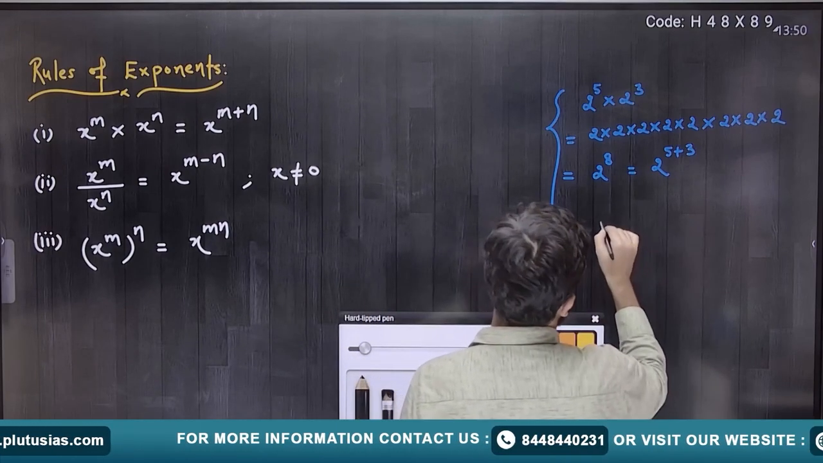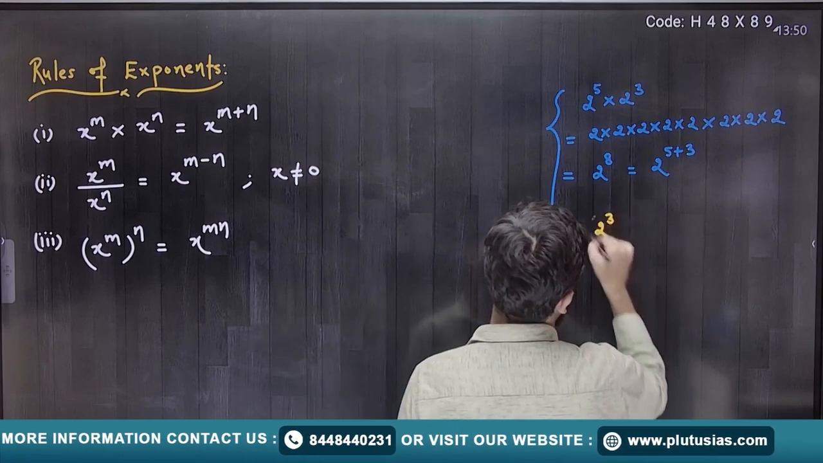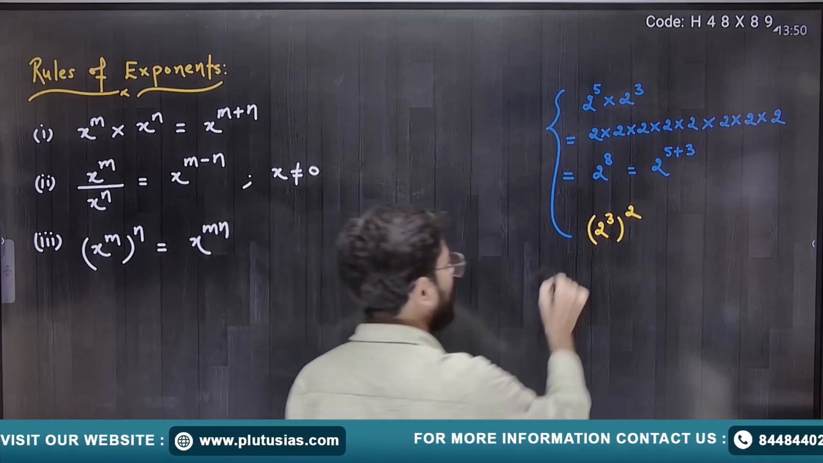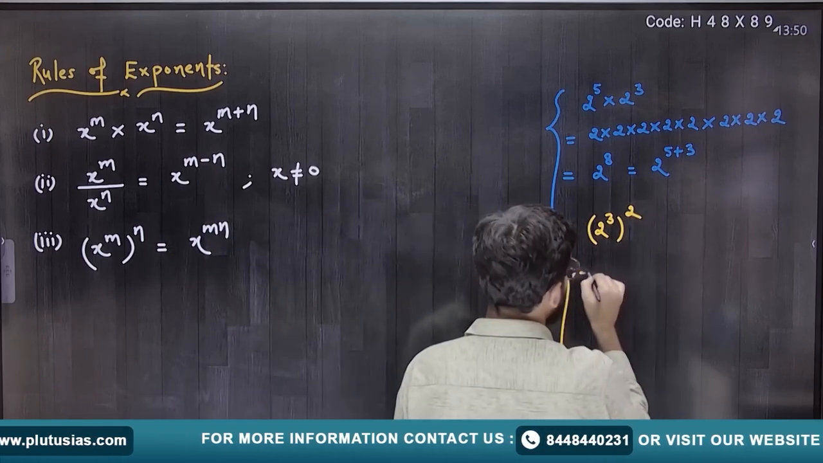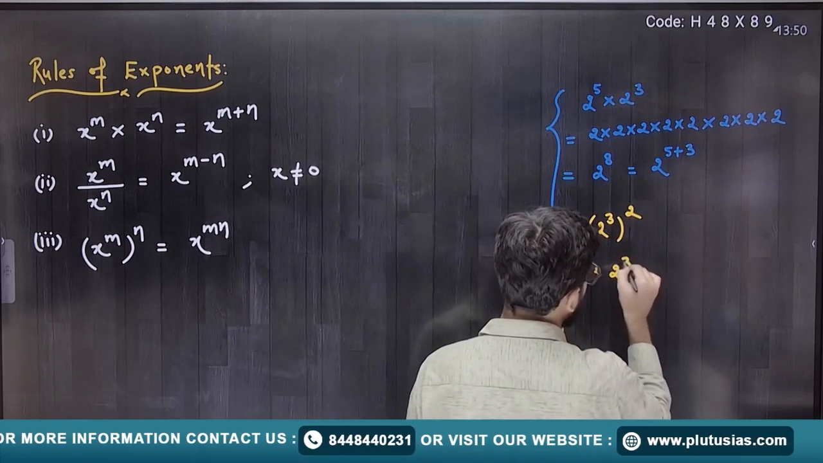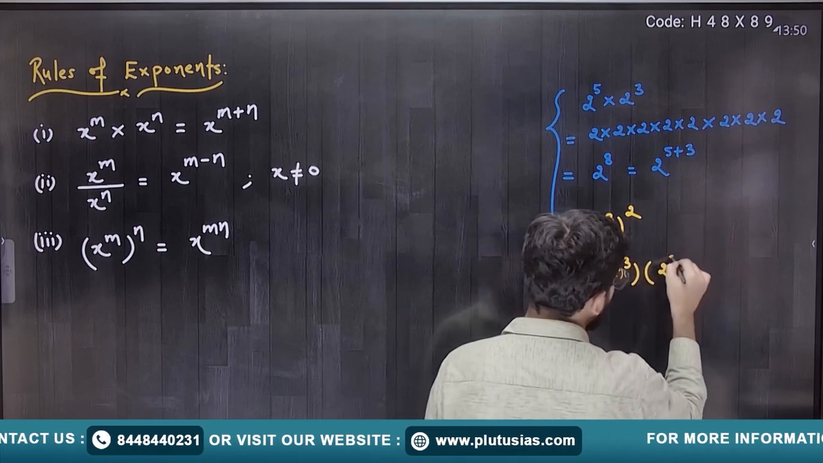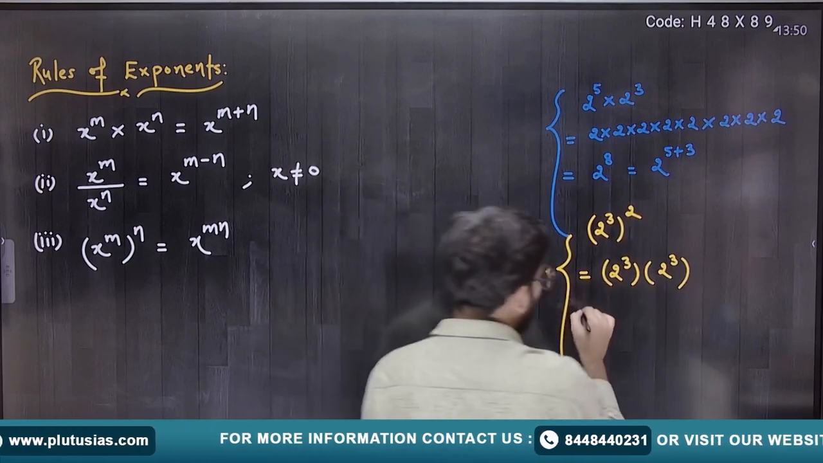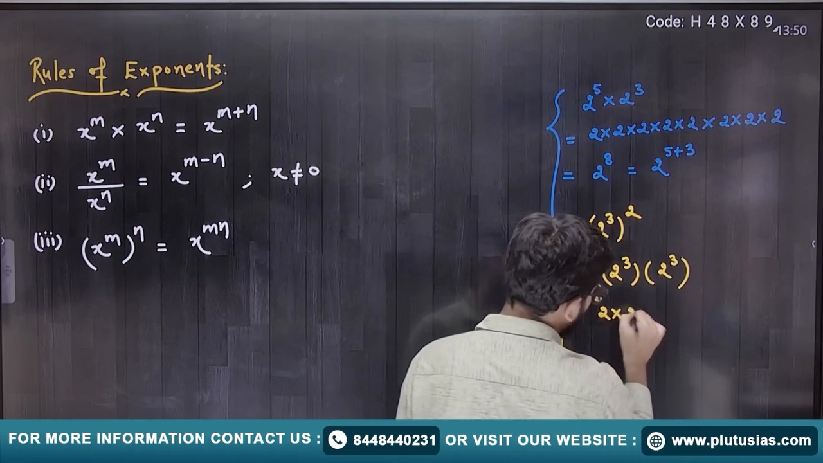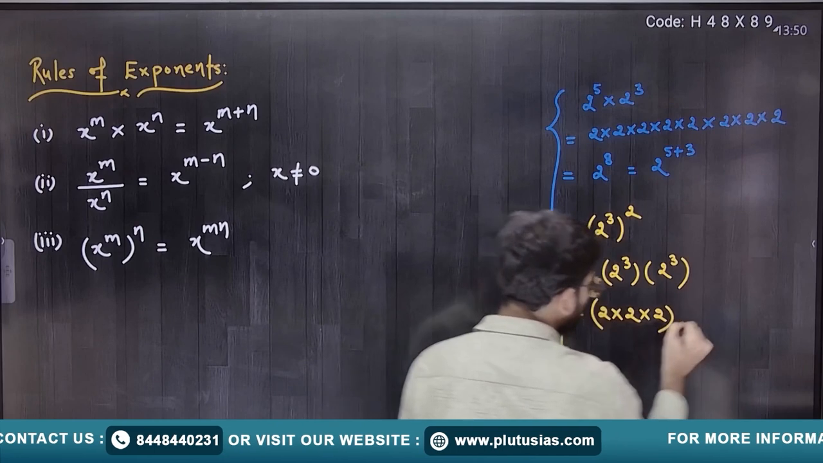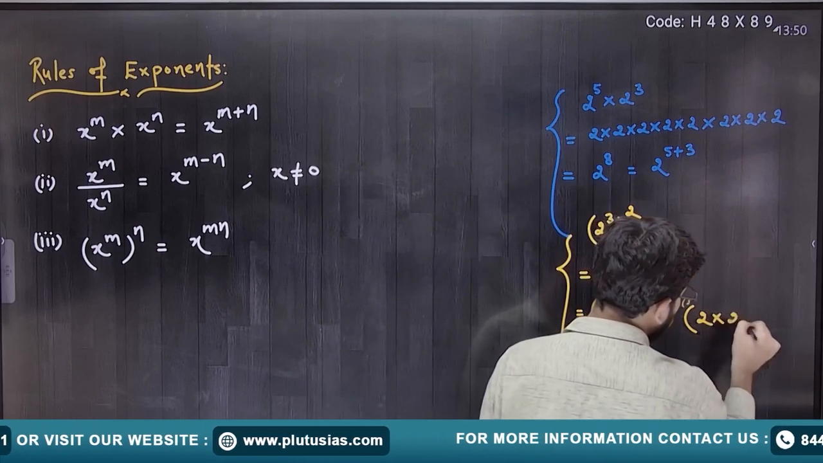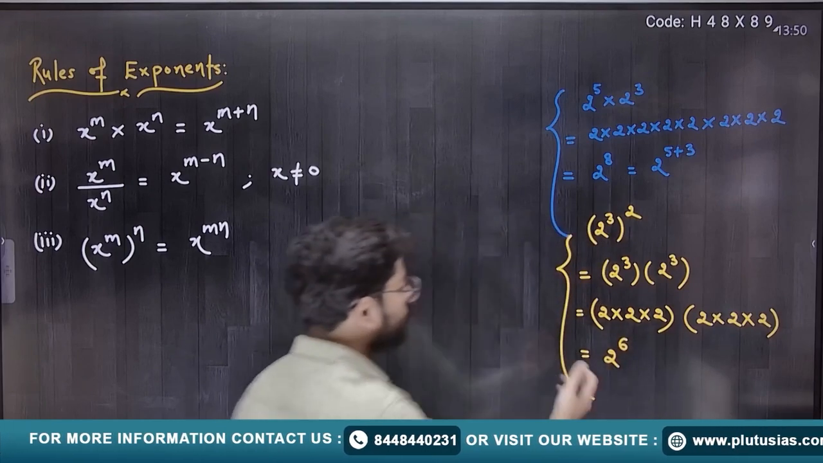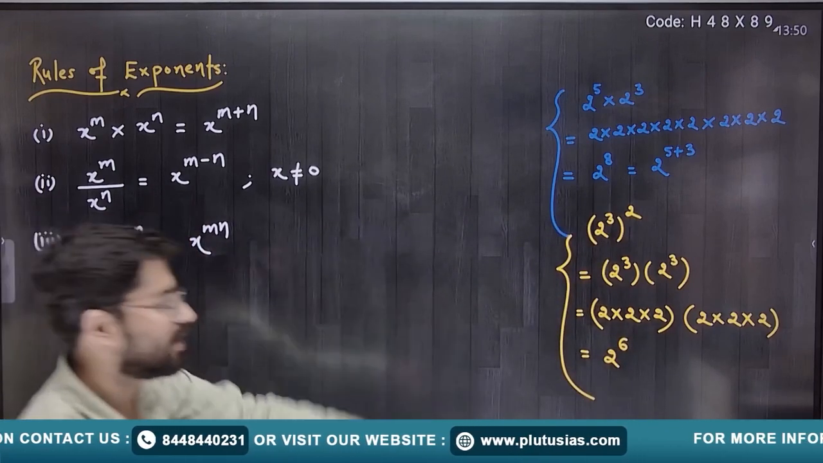For example, let's say you have 2 raised to power 3 and raised to power 2. So the meaning of this thing is what? That says 2 raised to power 3 into 2 raised to power 3. Now you know 2 raised to power 3 is 2, 3 times, and here also 2, 3 times. So in total how many times do you have? 6 times. So 2 raised to power 6, which is 3 into 2, you can say.